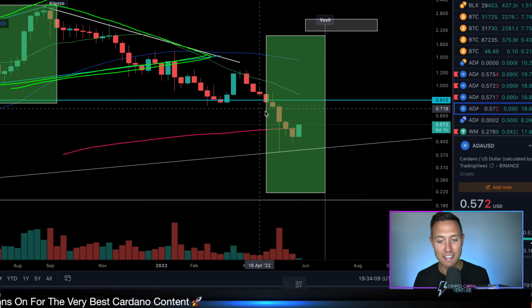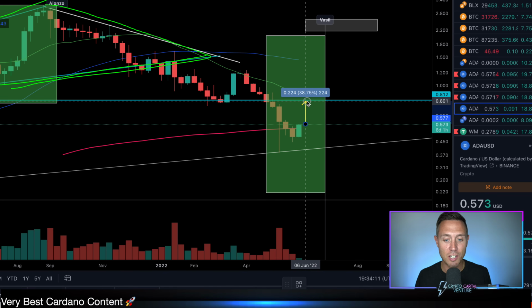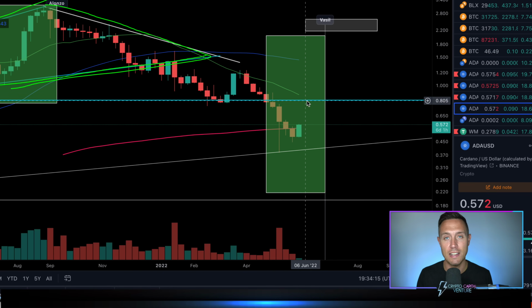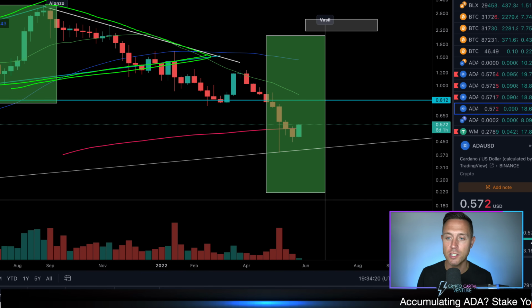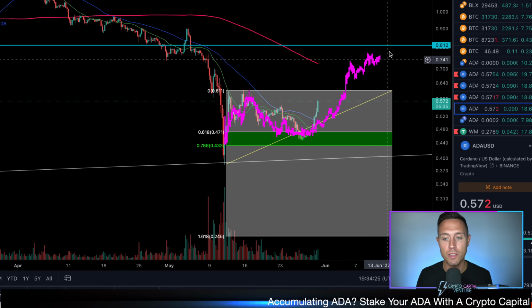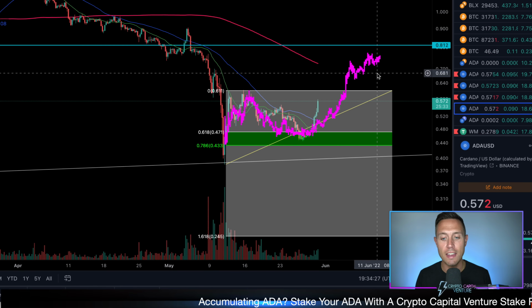And to the upside, it's still got a ways to go. We're looking at 80 cents, 40%. Let's call it 40% to the upside, everybody. 39, 40%. So it's got a ways to go. That's the area on these charts, and it's the speculative area as well, where this move could take ADA.